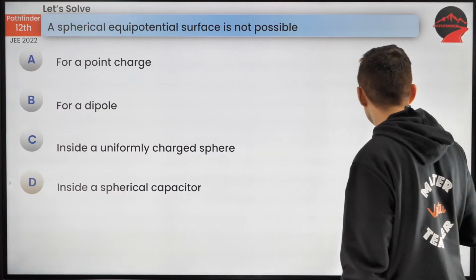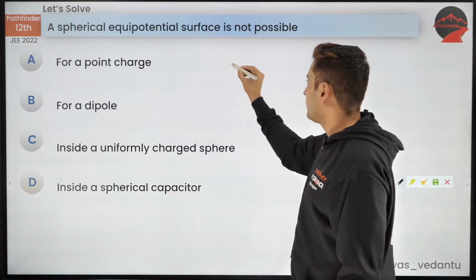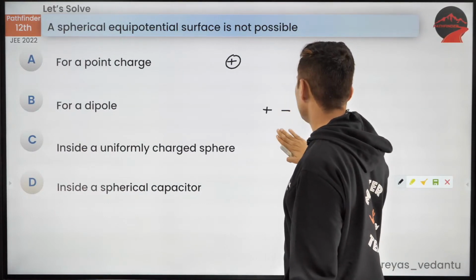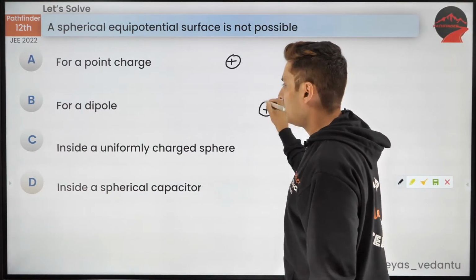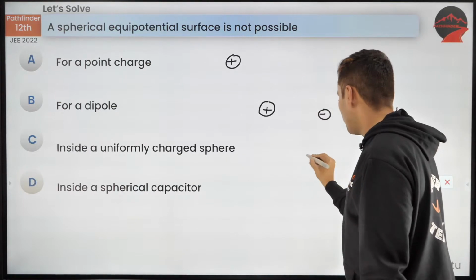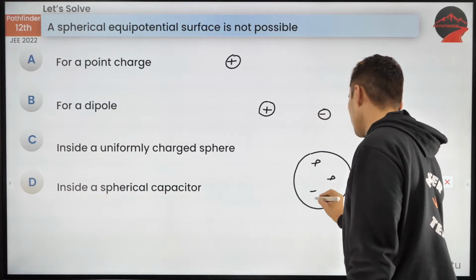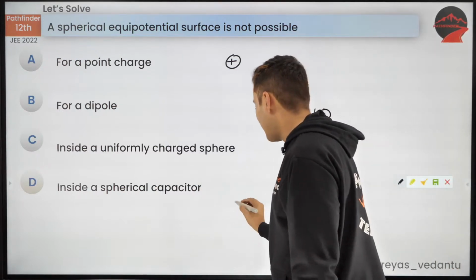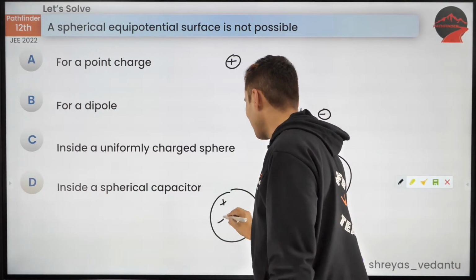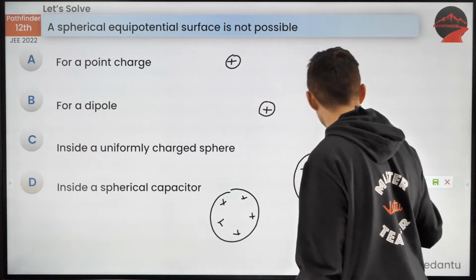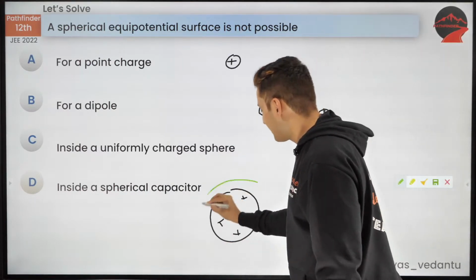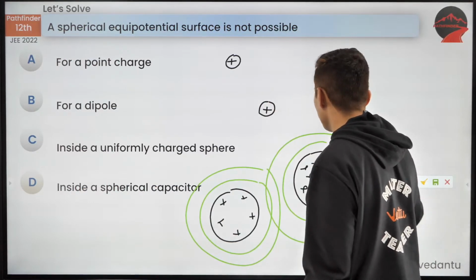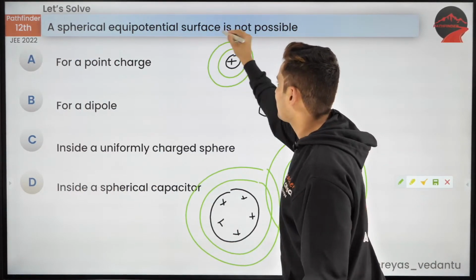Guys, if you have a point charge, then you have a dipole. You have a dipole inside uniformly charged sphere. And then inside a spherical capacitor. Doesn't matter what a capacitor is. Okay, it has to be a sphere. So guys, in all these cases, the equipotential lines will be circular, even in the case of point charges.